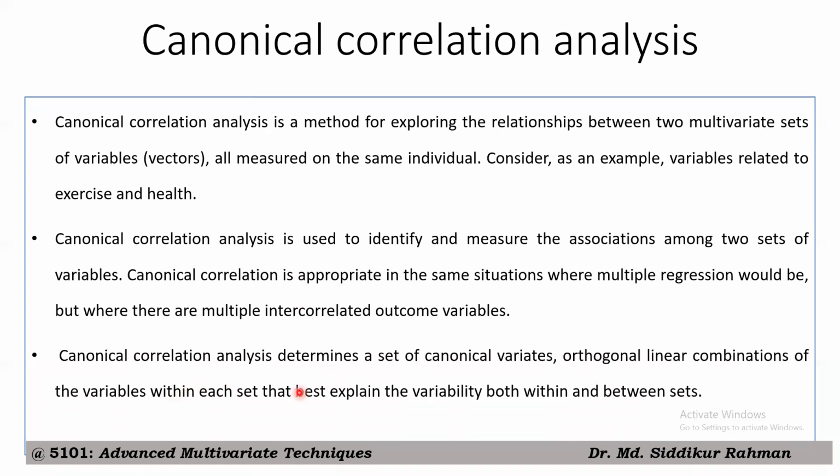So canonical correlation analysis determines a set of canonical variables, orthogonal linear combinations of the variables within each set, that best explain the variability both within and between sets. You can consider independent variables or you can consider dependent variables. I'm talking about the multivariate set of variables, right? So you can have the best explanation regarding the variability both within and between sets, right?